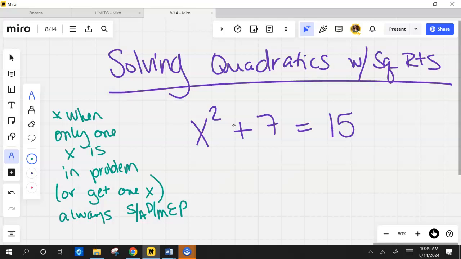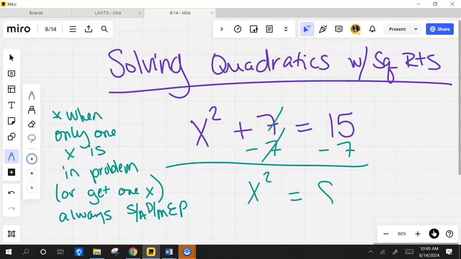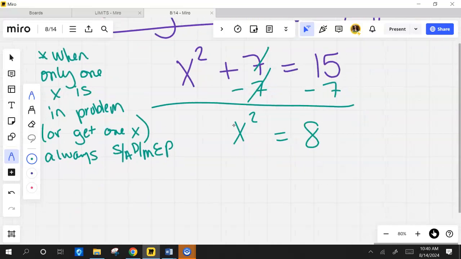So the first thing I want to do is take care of any addition or subtraction outside of x. What would that be? -7. Move it. 15 minus 7 is what? 8. Now what can I do? Square root. That's exactly right.